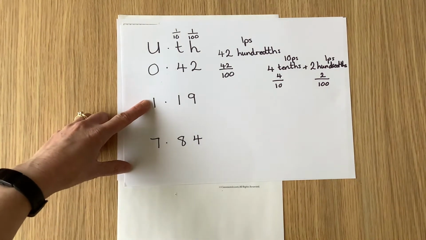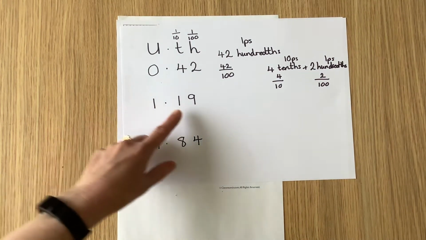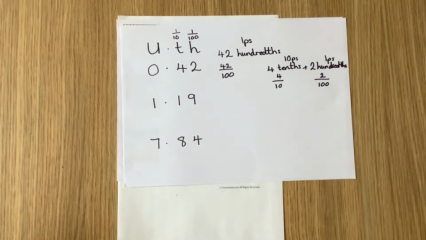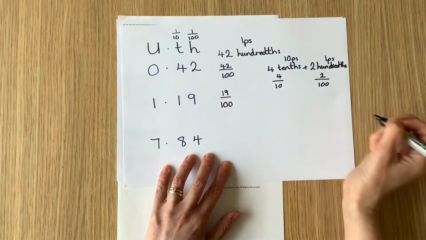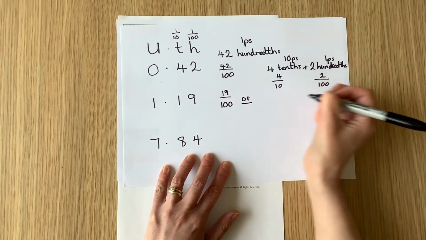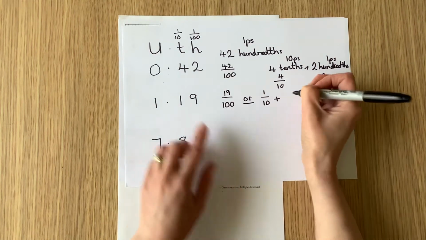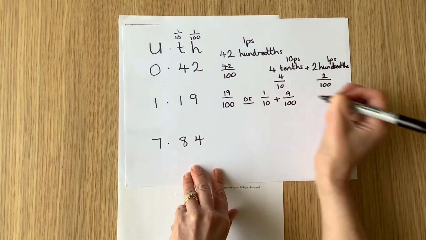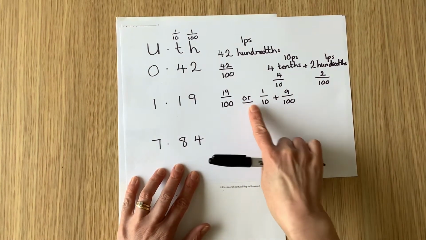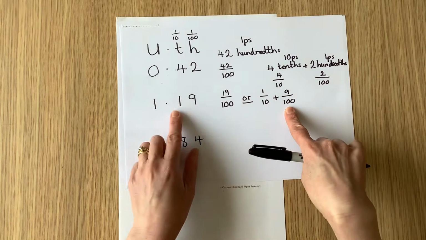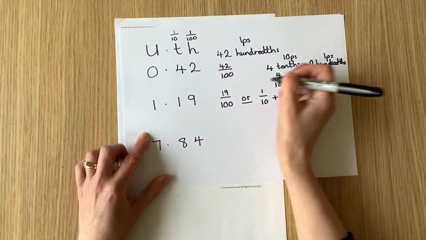Once I get into my bigger numbers, so I've had my 1.19. Well, now I've got one full unit. And again, I could think about this 0.19. Again, I could think of it all as being hundredths. I could have it as 19 hundredths. Or I could have it as being 1/10th and 9/100ths. Those are the same as each other. 19 hundredths is the same as 1/10th and 9 hundredths. They're the same thing. And in that one, of course, as well, I've got one full unit.